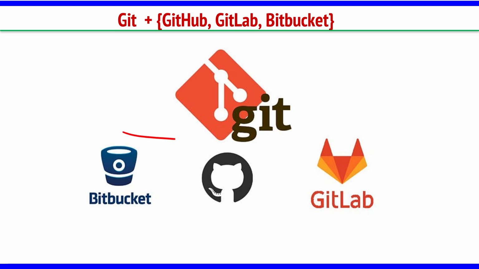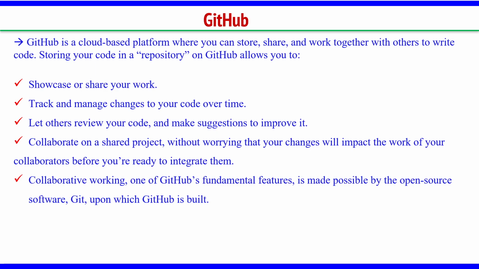Git is my main thing and I can work on all these three. So, let us understand each one of them. GitHub is a cloud based platform where you can store, share and work together with others to write your code. We can store our code in a repository, and by storing that it helps us in a lot of ways.